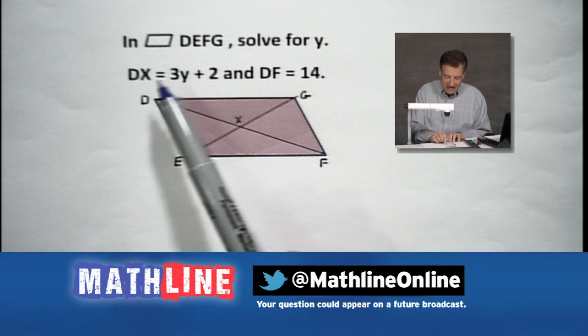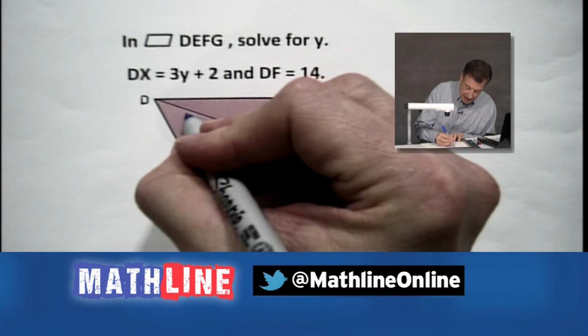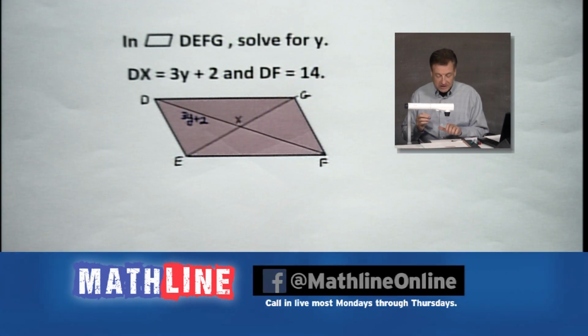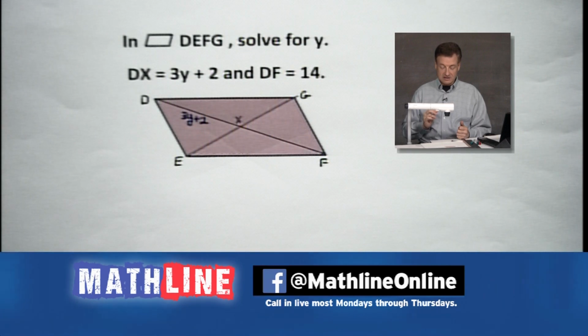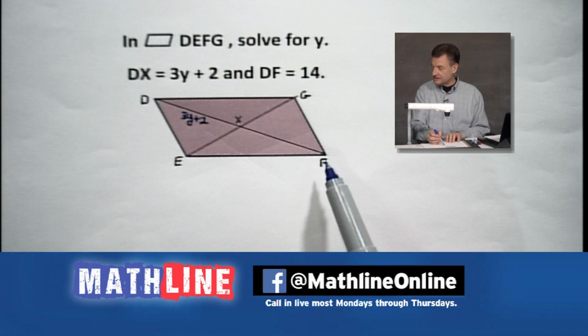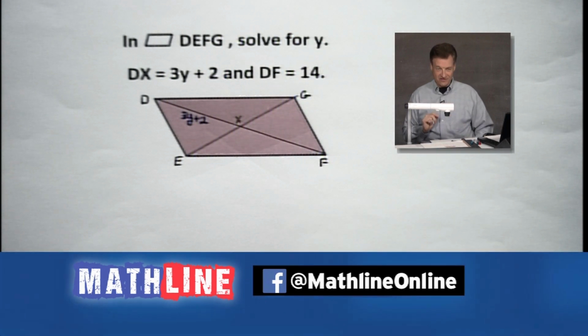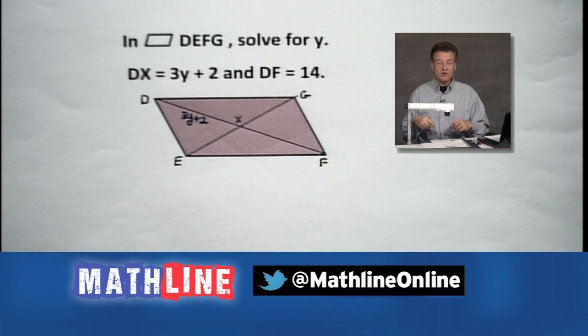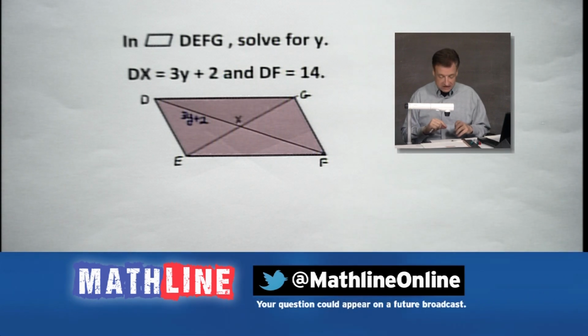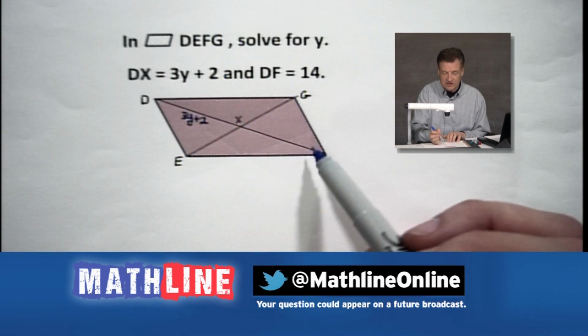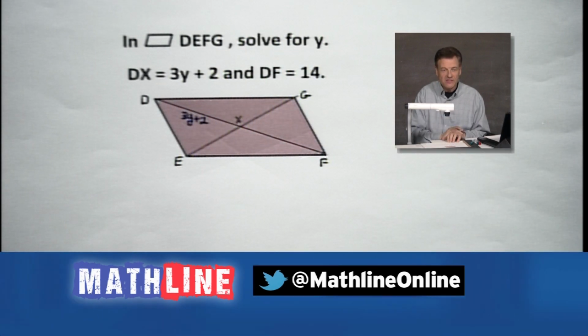Now, we've got DX, which we're going to say there is our 3y plus 2. But now, where's DF? DF is the whole diagonal, isn't it? 3y plus 2 is 1/2 of that diagonal. So we could jump right in and say, oh yeah, 3y plus 2 equals 14, but that's not correct. Actually, what is the length of FX if DF is 14, folks? What do you think out there at home?